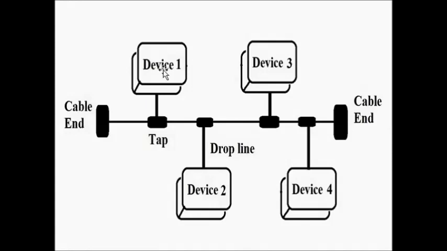The device can be anything. It can be a computer, it can be a smartphone, or it can be any hardware peripheral device such as a printer or a scanner, anything. So this drop line forms a connection between the main cable and the specific device, and this drop line is connected to the main cable with the help of a tap connection.